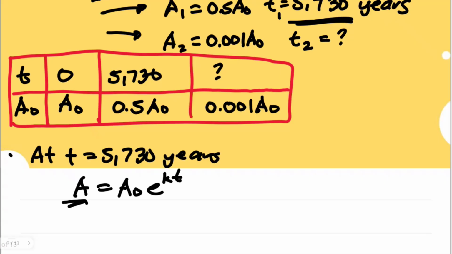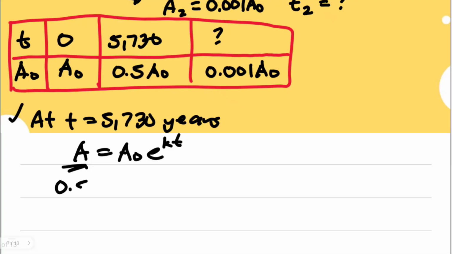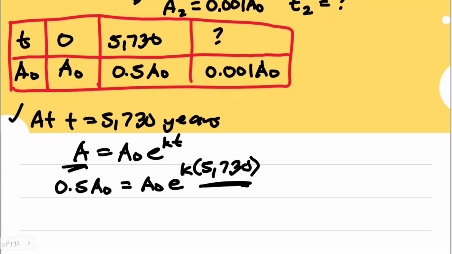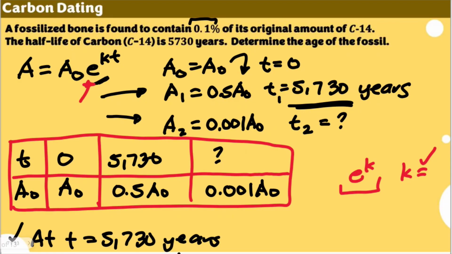A at this amount of time is already half of the original amount. So you have here 0.5 of A sub 0, which is equivalent to A sub 0 e to the power of k times 5,730 years. At this amount of time, only half of the original amount remains. Now, we can solve for k, but allow me to solve for e to the power of k rather than k, because as soon as I solve for e to the power of k, I can simply substitute that in the same formula.